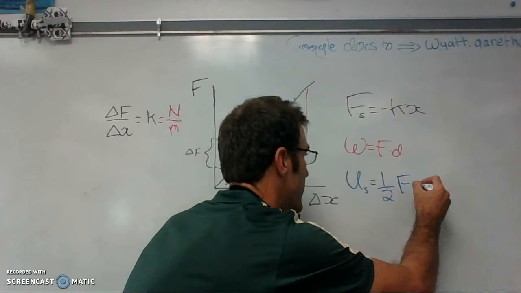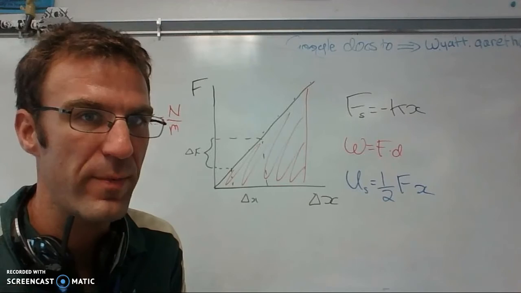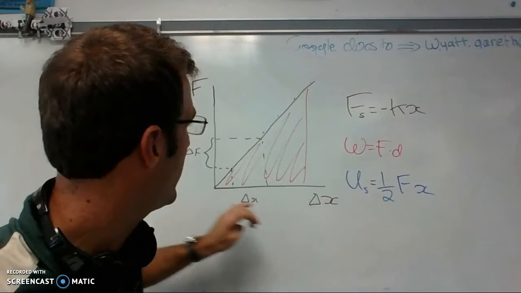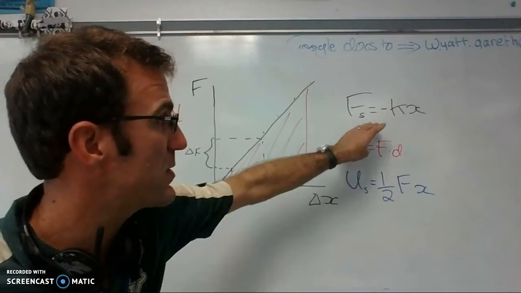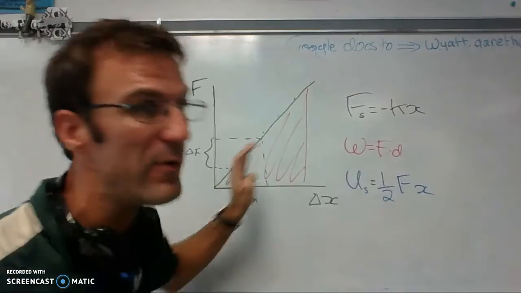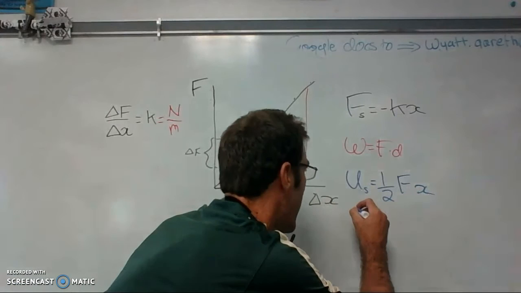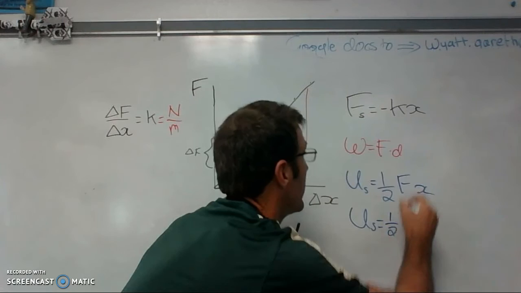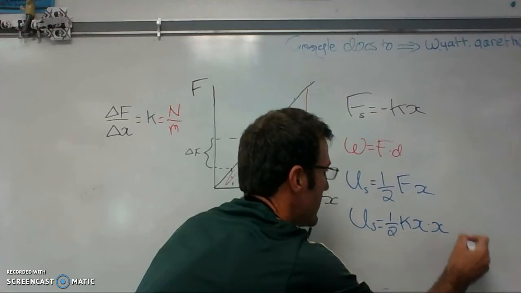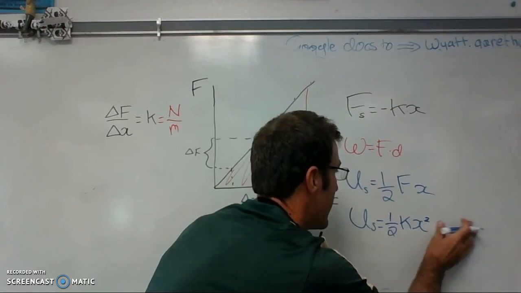That doesn't look too good, but we can do something else to it, because the force of the spring is described by this equation right here. We're going to get rid of the negative. The force varies as you stretch it, which is why it's a triangle shape in the first place. So I'm going to plug it in here, and the potential energy of a spring equals one half kx times another x, which I can just write as x squared. That'll make life easier. And that is the potential energy a spring has.